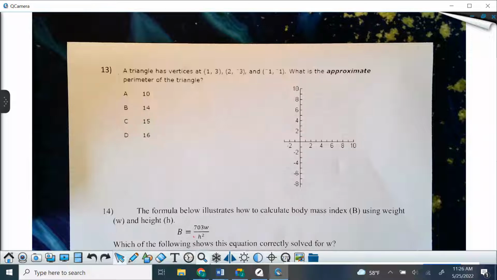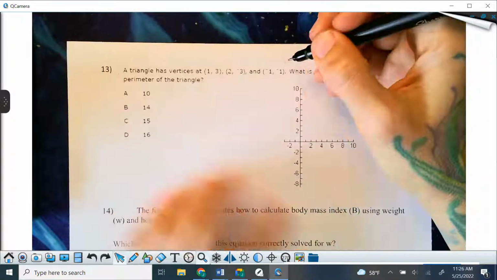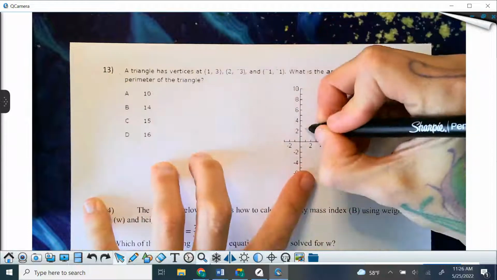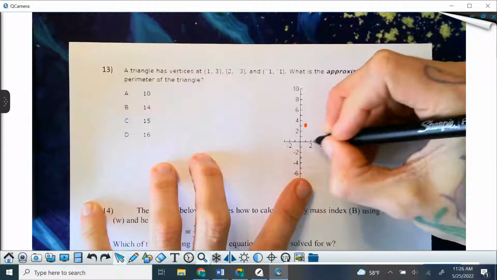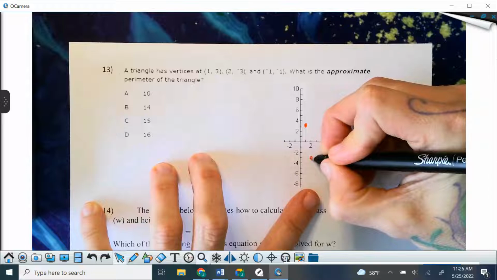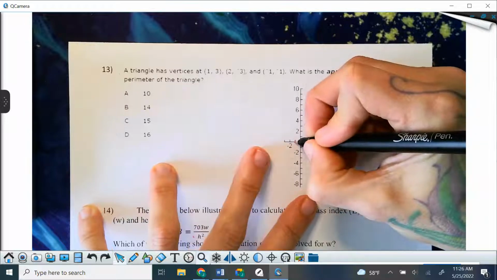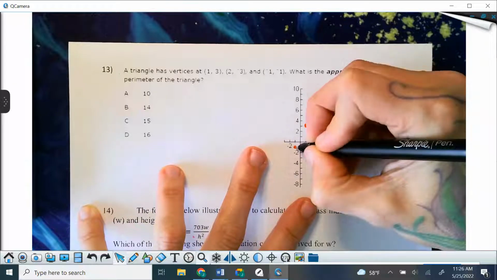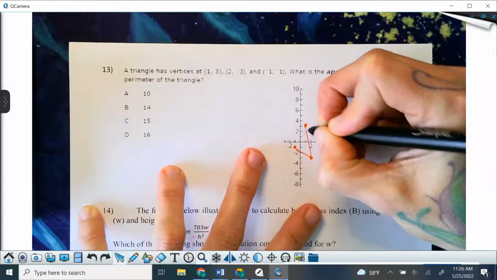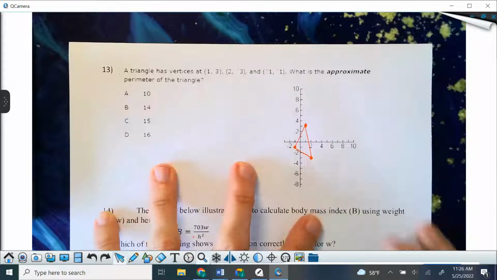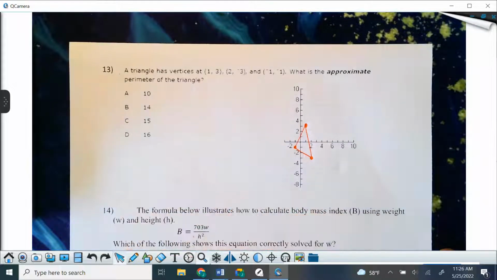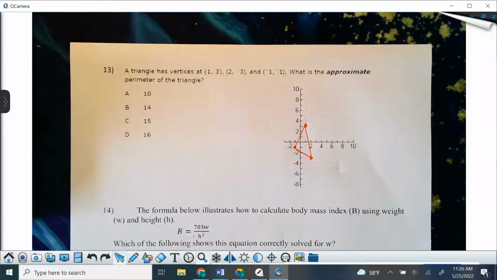Okay, this was a call out yesterday when we were doing our live class. It was a little bit of help on this one, but it wasn't the exact same question. So a triangle has vertices of 1, 3, 2, negative 3, and negative 1, negative 1. So this is my triangle. What is approximately the perimeter of the triangle? Perimeter means the distance all the way around, right?